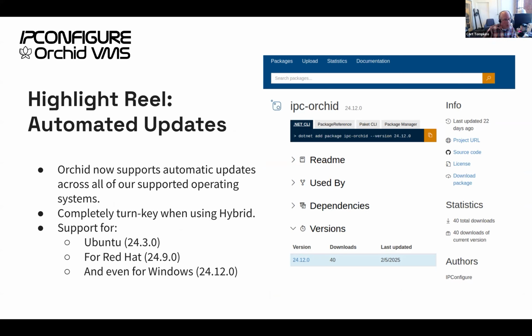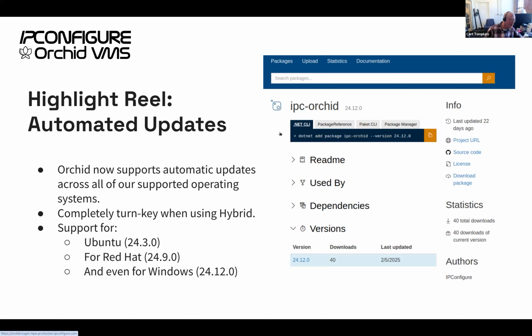So at the beginning of last year, we added support for automated updates on Ubuntu, and then automated updates on Red Hat, and then recently at the end of last year, we added support for automated updates on Windows. So now in 2025, every supported Orchid recording operating system is capable of receiving automated updates.